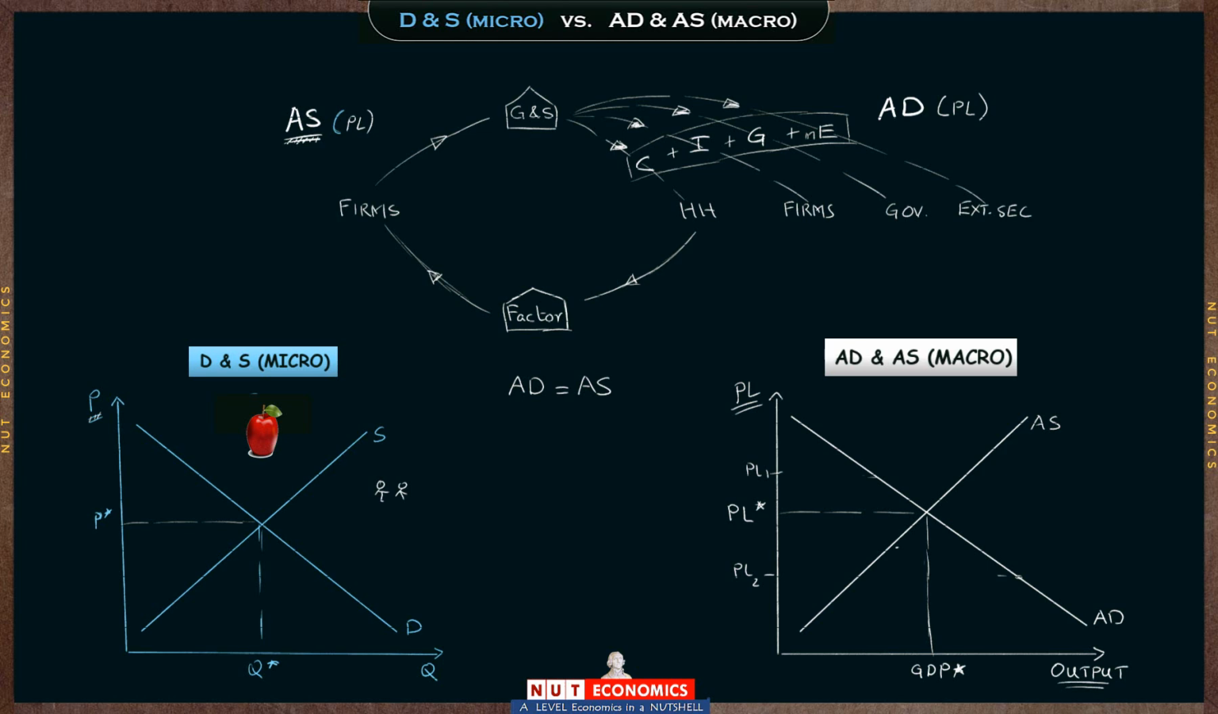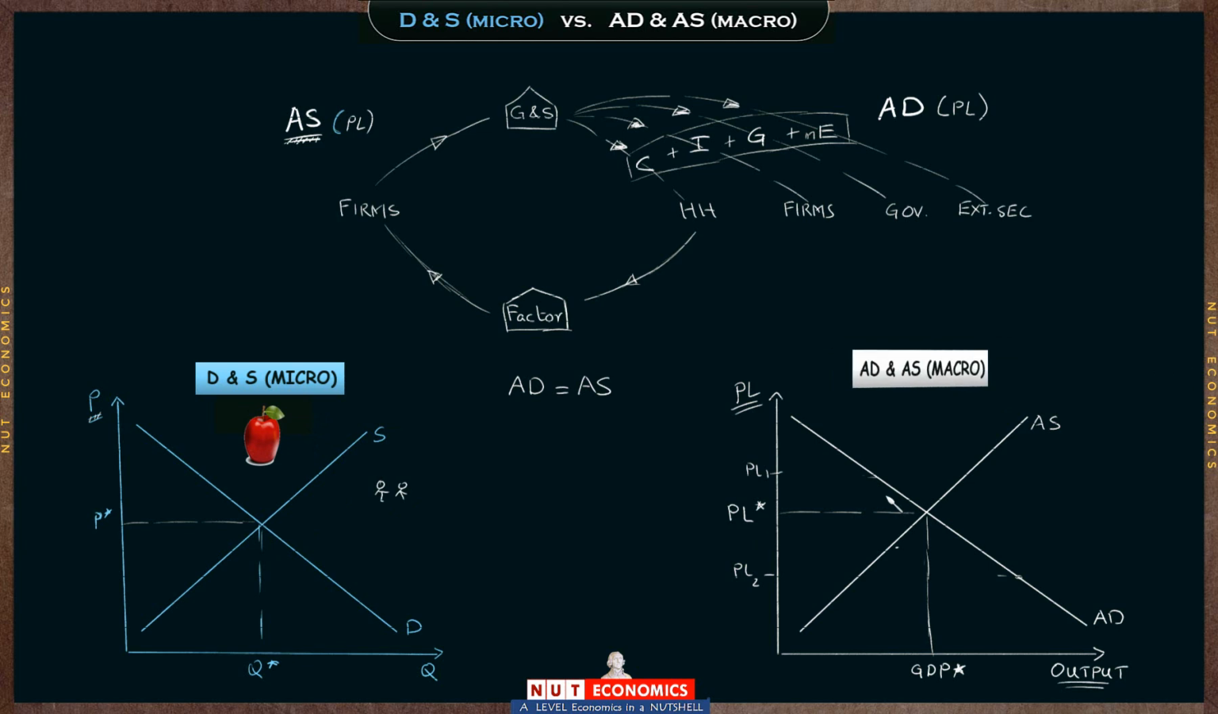But before all of that detail, let me just end this first video by making sure you understand and remember this. This micro version of demand and supply is a very small thing. It tells you about one single individual product's market. Whereas this bigger brother, this macroeconomic version of aggregate demand and aggregate supply, is a much bigger thing.